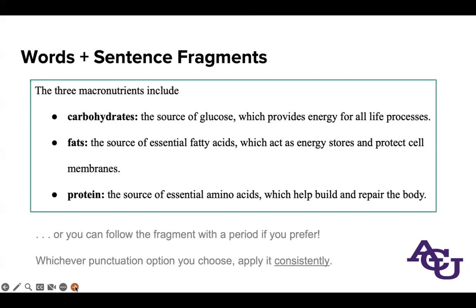Or I can follow the fragment with a period according to APA guidelines. This is another one of those choices that they allow us to make. If you structure a bulleted list like this with a word plus a sentence fragment, you can use a period or not, but whichever punctuation option you choose, just make sure that you apply it consistently. So if I had left out the period after membranes in bullet 2 here, that would have been a little weird. I just need to make sure that I do it the same way every time.